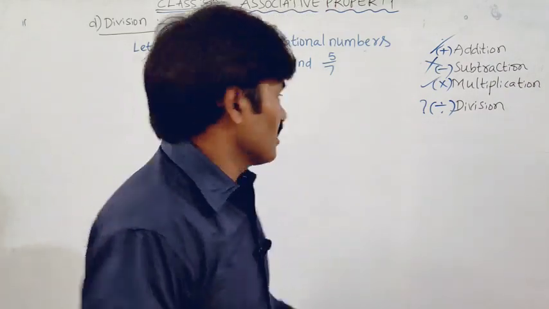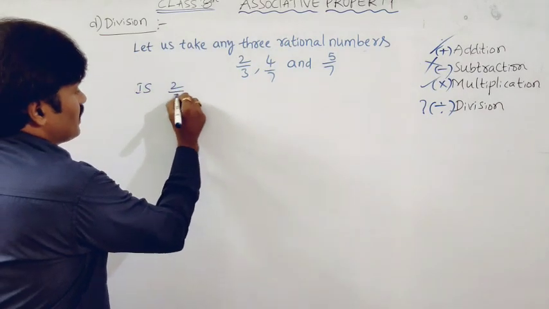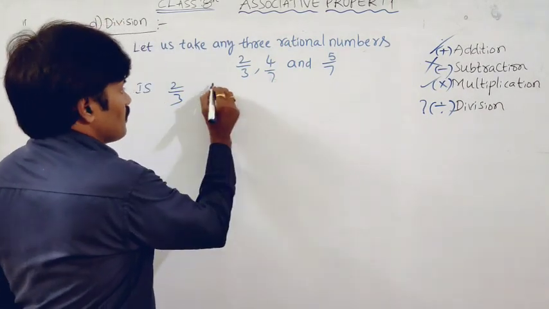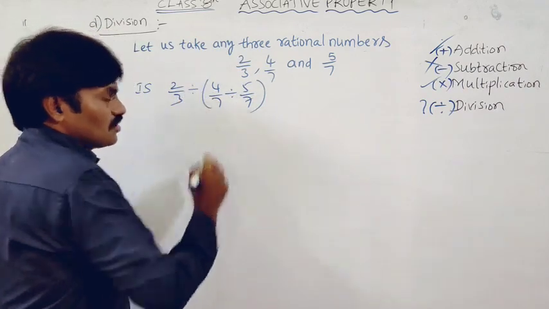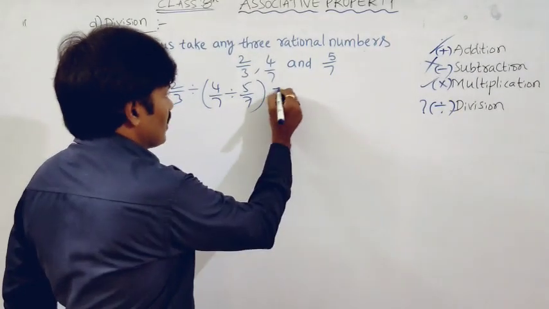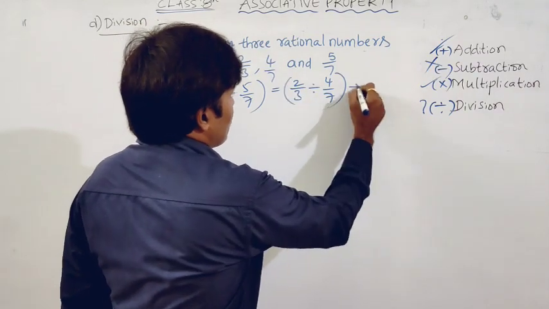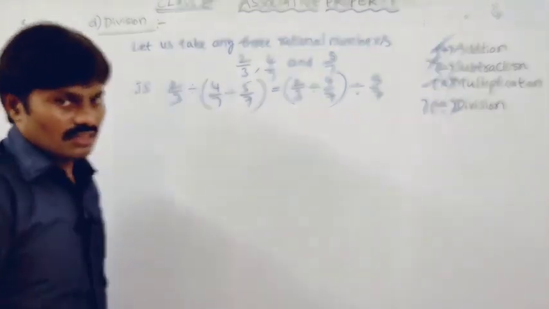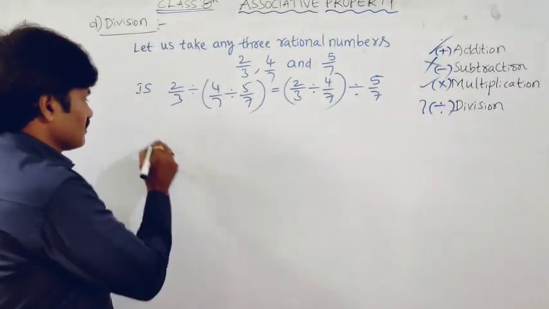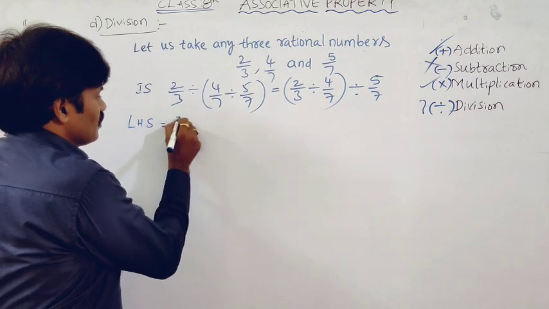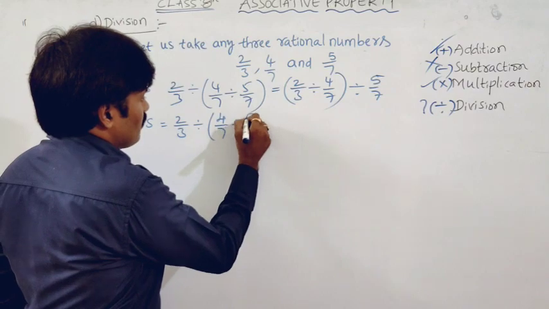So now for this I have considered three rational numbers. See, we have to check now 2 by 3. First I am going to divide these two, that means 4 by 7 is divided by 5 by 7. The result I am using to divide 2 by 3, which is equal to 2 by 3 divided by 4 by 7 divided by 5 by 7. Okay, clear? Like this. Now see, first we have to take the LHS part. So LHS is equal to 2 by 3 divided by 4 by 7 divided by 5 by 7.